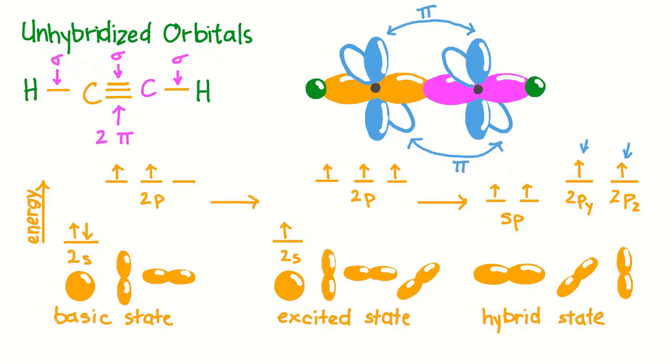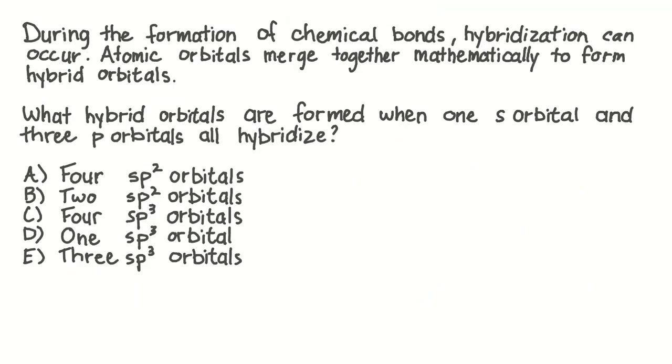Now we've learned quite a bit about hybridization, so let's try some problems. During the formation of chemical bonds, hybridization can occur. Atomic orbitals merge together mathematically to form hybrid orbitals. What hybrid orbitals are formed when one s orbital and 3 p orbitals all hybridize?